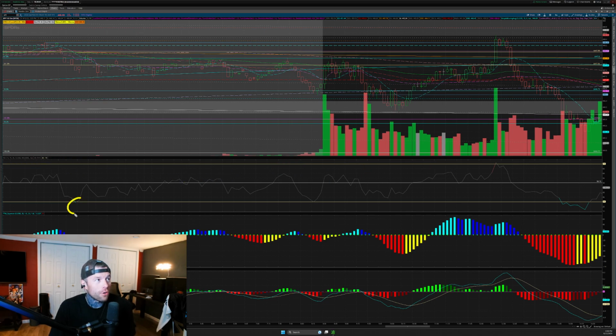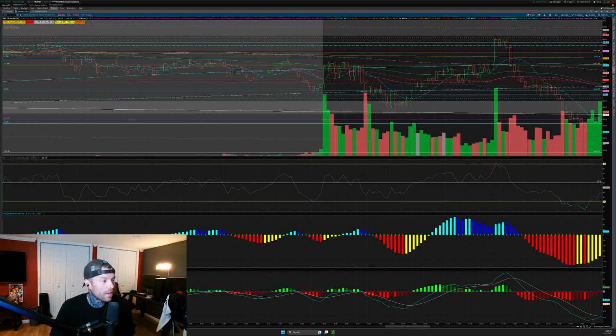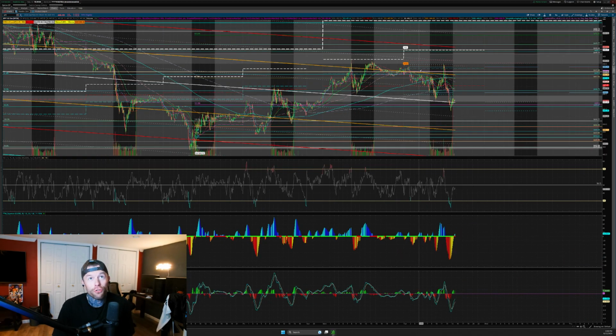Lower side, though, we got cools. Full sideways action, almost another cool right here. Very close. So we spent way more of a majority of our time on the lower half of the RSI. That is seller control, okay?